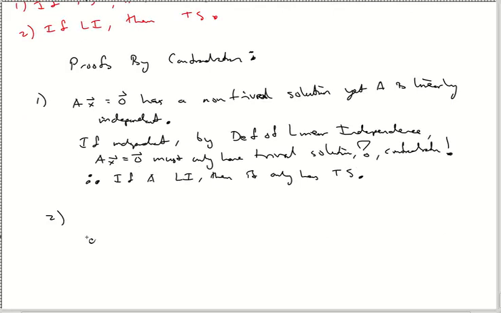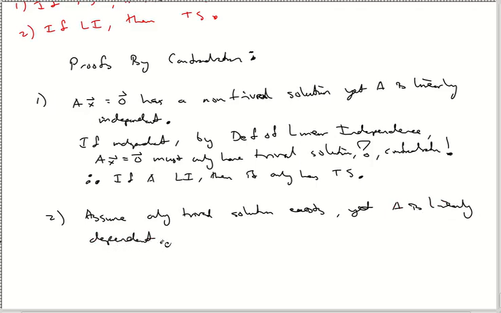Again, you do not have to do it this way. I'm just doing it my way because I decided to do it this way. So I'm going to go the other way. I'm going to assume, again, it's still proof by contradiction, that only the trivial solution exists, yet A is linearly dependent. So I'm saying yes, we have the trivial solution only, yet it's linearly dependent.